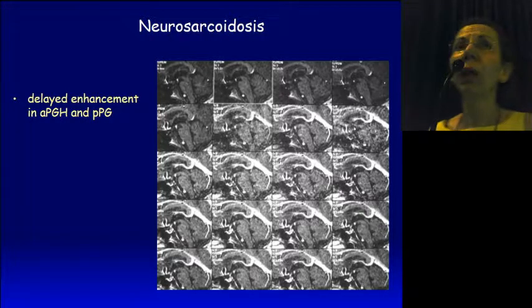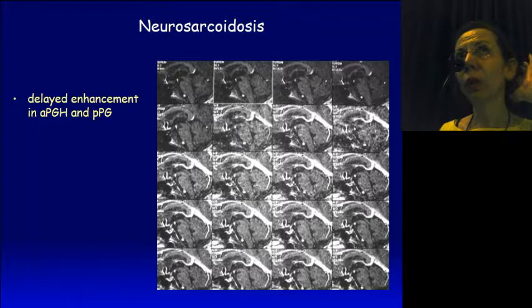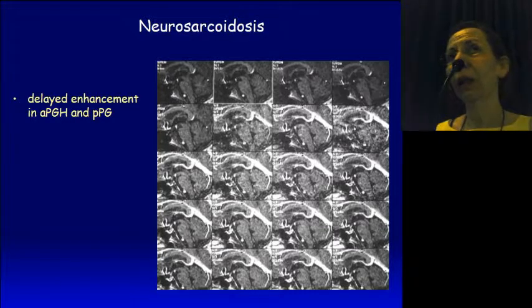And of course, if you believe that there is an infiltrating and granulomatous disease, you do dynamic contrast enhancement at the level of the hypothalamo-pituitary axis, and in cases of histiocytosis, of neurosarcoidosis, even in germinomas, you will see a delayed enhancement of the anterior lobe and of the posterior lobe.